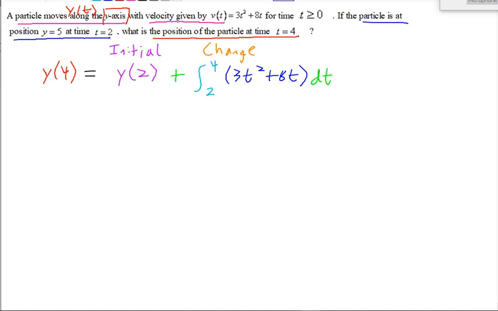And then y of 2, we know right here is 5. The position at time 2 is 5, so we can put in 5. Plus, now we can integrate this side, over here. So we've got 3t cubed over 3 plus 8t squared over 2, evaluated from 2 to 4.